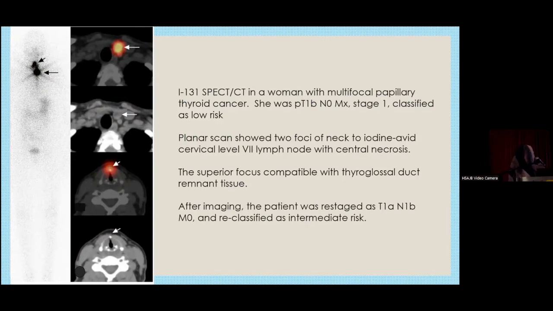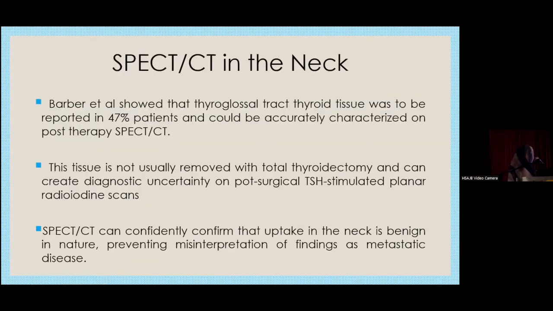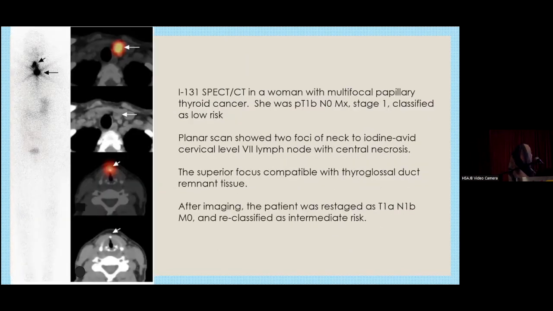And I think after this image, we restaged the patient and the patient became T1a and 1b and was reclassified as intermediate risk. So when we reclassify as intermediate risk, definitely the management of iodine for the patient is different. In low risk, yes, you can escape by not giving this patient any radioiodine. But the moment it becomes intermediate risk, we should consider giving radioiodine.